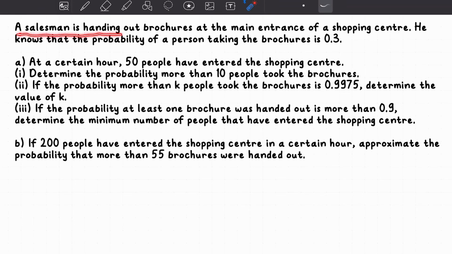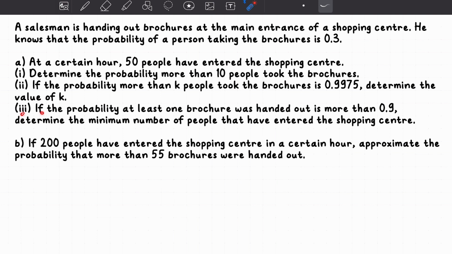A salesman is handing out brochures at the main entrance of a shopping center. He knows that the probability of a person taking the brochures is 0.3. Question A. At a certain hour, 50 people have entered the shopping center. First, determine the probability more than 10 people took the brochures. Second, if the probability more than K people took the brochure is 0.9975, determine the value of K.